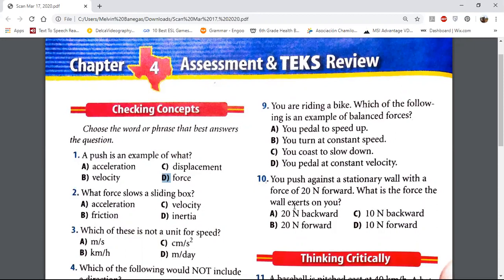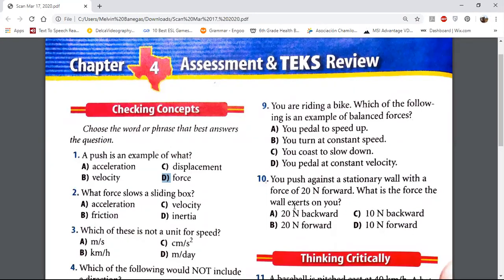Angelica, can you read the next one, please? Okay, who wants to read the next one? Go ahead. What force slows a sliding box? Acceleration, friction, velocity, and inertia. No, it's not inertia. Friction. It's gonna be an acceleration.